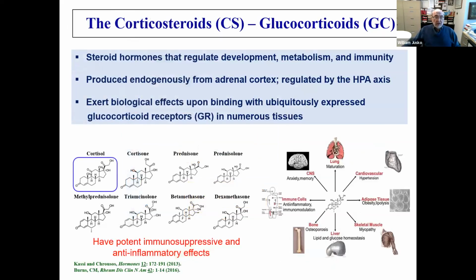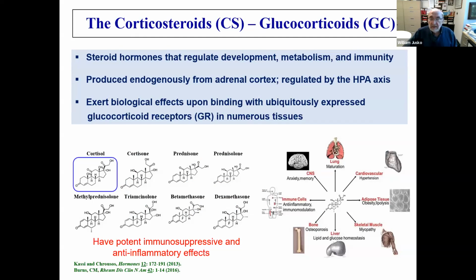So now let me get into the corticosteroids. Some of the common administered ones are shown on the graph. These are the master hormones of the body, or cortisol is. They regulate development, metabolism, immune responses. Produced by the adrenal cortex, there's glucocorticoid receptors in almost all tissues in the body, and steroids binding to these receptors have a variety of types of effects.